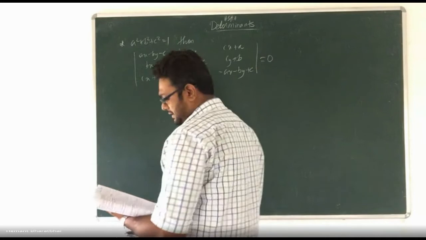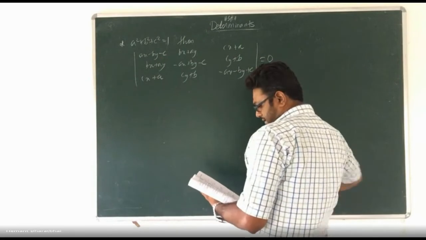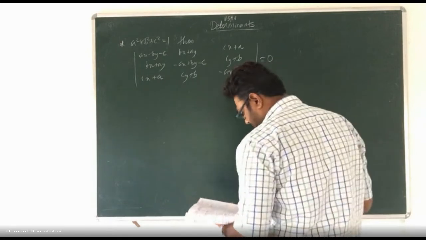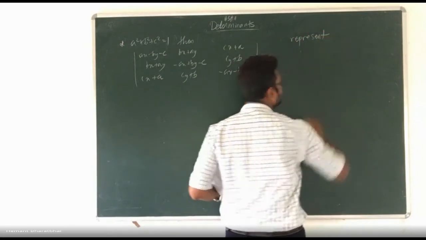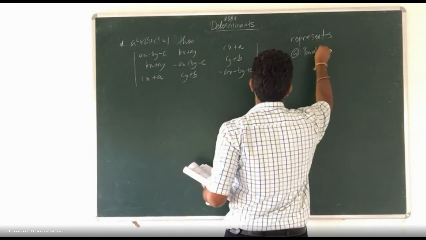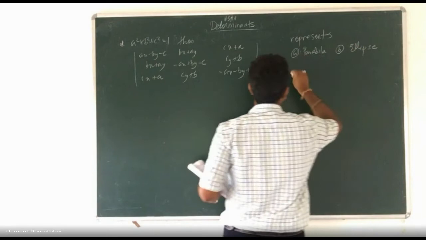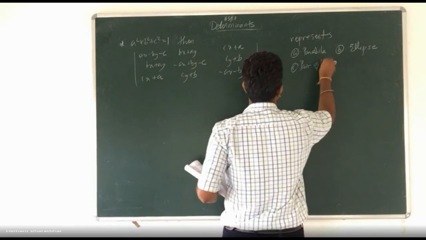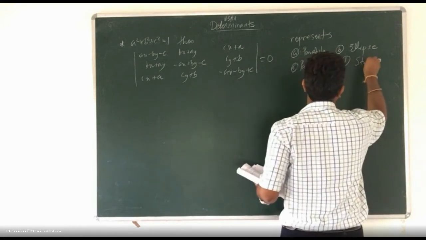If a, b and c are real numbers and if a square plus b square plus c square is equal to 1, then this equation, this determinant equal to 0, represents which of the following: a parabola, an ellipse, a pair of lines, or the equation of a straight line.